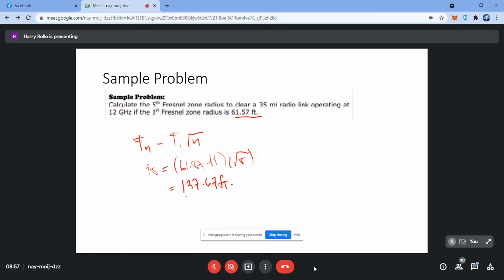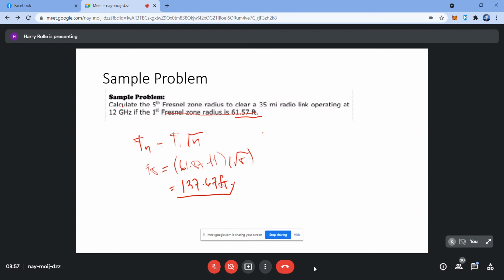Okay, guys, feet. Okay. So, sir, kung hindi po given yung first Fresnel zone, ano ang gagawin namin? Sir, hindi given itong first Fresnel zone, anong gagawin namin? Pinaka-calculate yung peak Fresnel zone radius to clear 35 miles radio link operating at 12 gigahertz lang. Walang first Fresnel zone. Anong gagawin nyo?